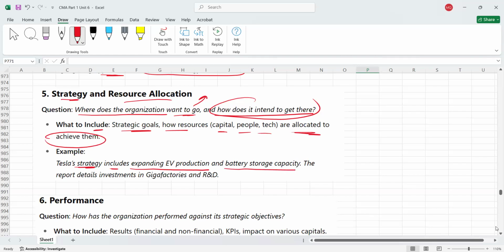So this could be the strategic goal. And the report details investment in gigafactories and R&D, because they want to achieve these things. They want to expand electric vehicle production and enhance battery storage capacity. For this, they are investing in gigafactories and research and development. So this is the fifth section which you will include in your integrated report.